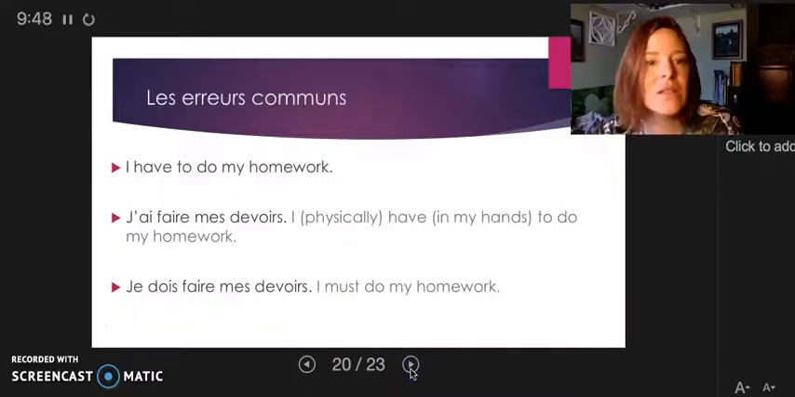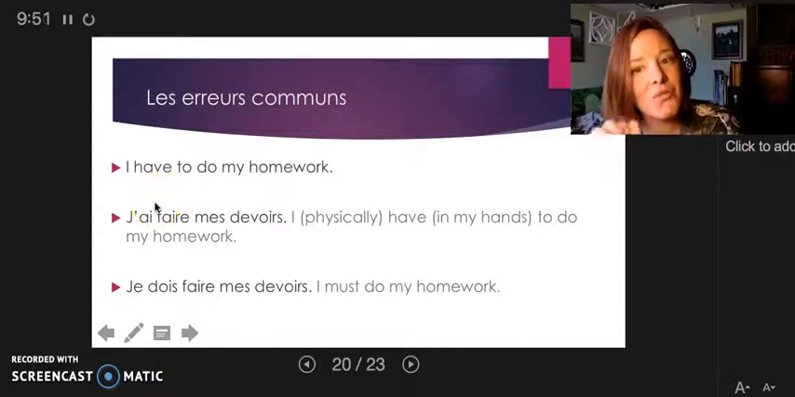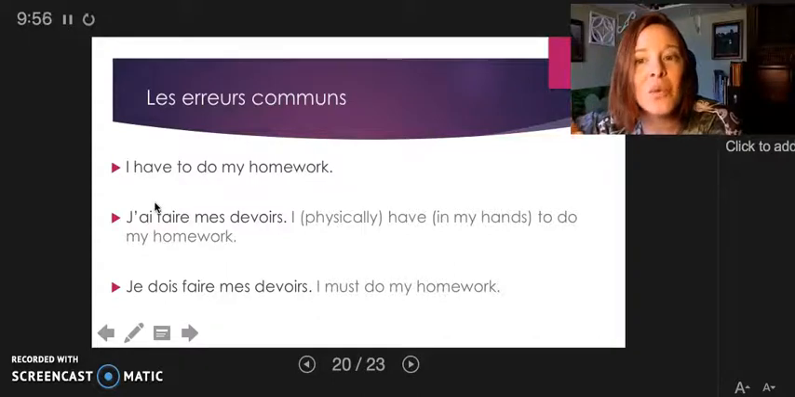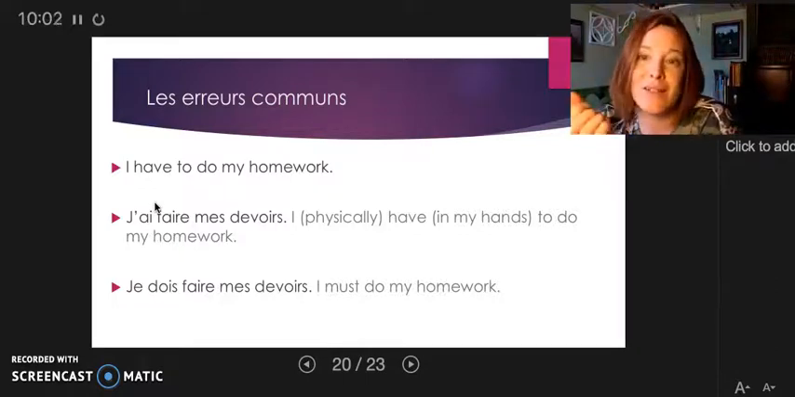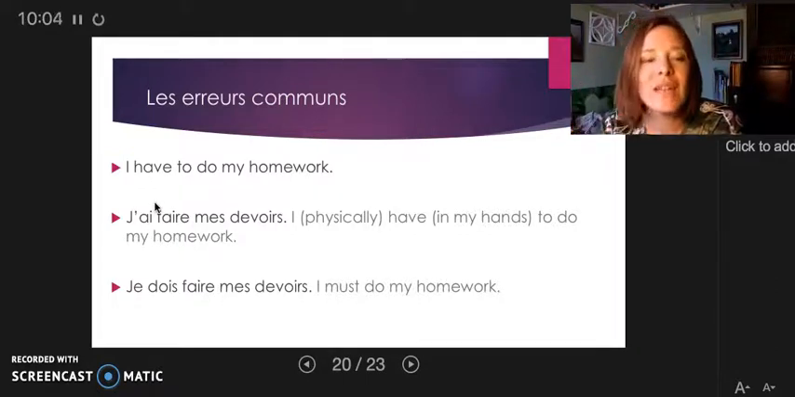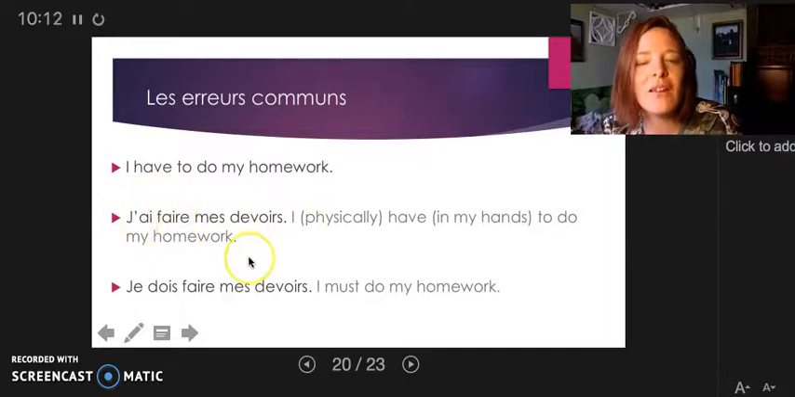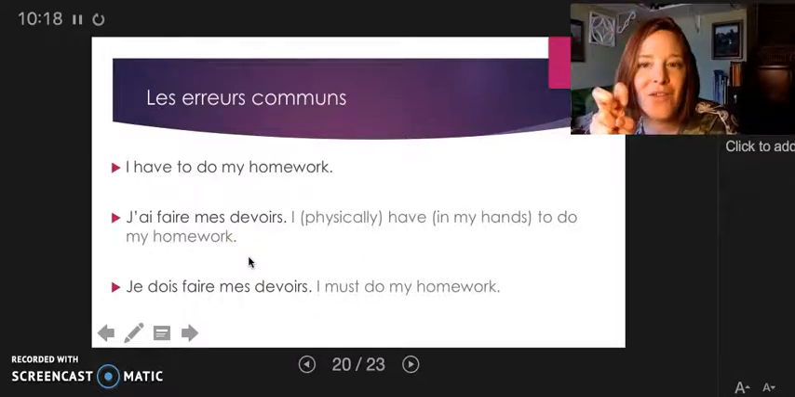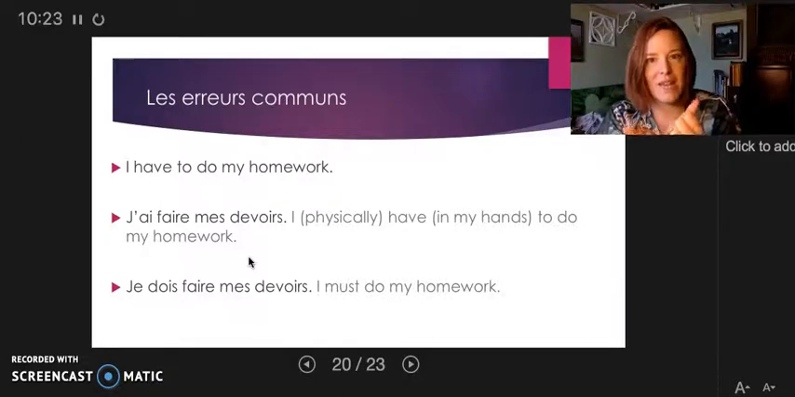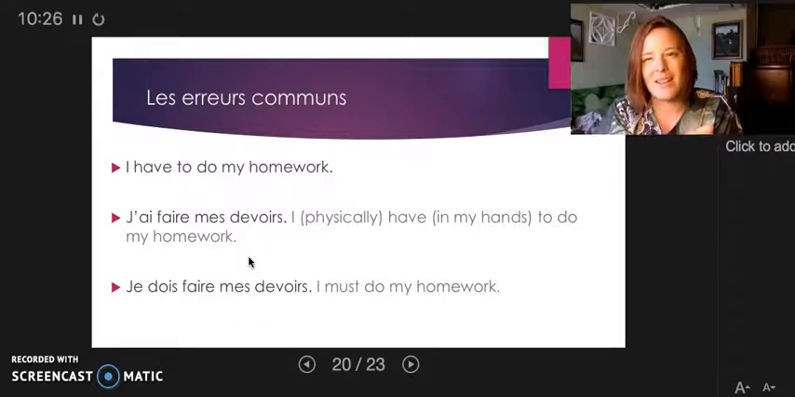Common errors that I see with these. I'll have a student try to say, I have to do my homework, but instead of saying like I must do my homework, they're using the verb avoir, which means to physically have, like you have it in your hands. And that doesn't really work very well. So if I say, j'ai faire mes devoirs, wow, it's so hard to say because it's so incorrect. It means I have in my hand to do my homework. So I'm holding in my hands this to do my homework thing. And that doesn't really make very much sense.